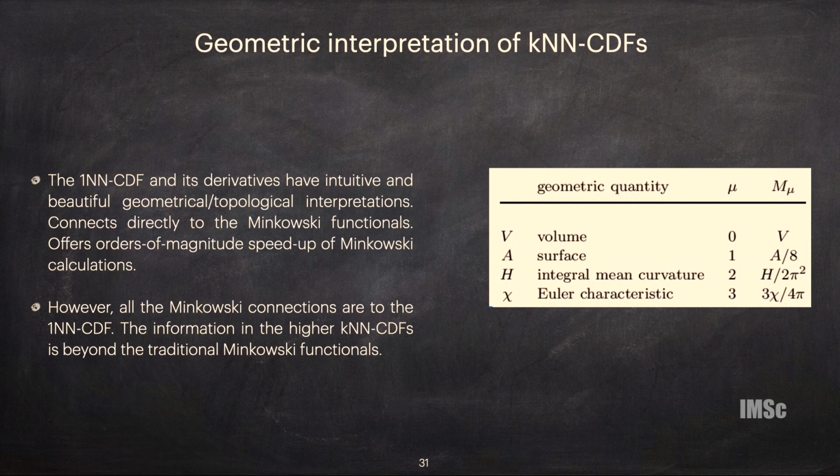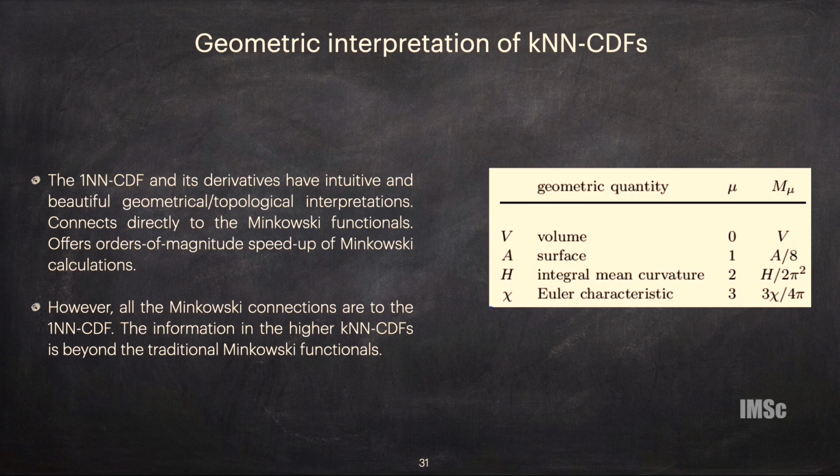We were able to show that the first nearest neighbor CDF and its derivative have intuitive and beautiful geometrical or topological interpretations. And funnily enough, they are exactly equal to what are known as the Minkowski functionals in the literature. The Minkowski functionals are the volume, the surface, the integral mean curvature, and the Euler characteristic for a set of intersecting spheres. They don't have to be spheres, but anyway. However, all these Minkowski connections are to the 1NN CDF.